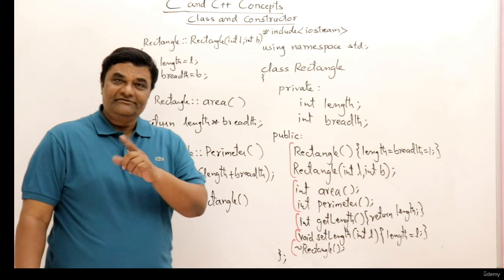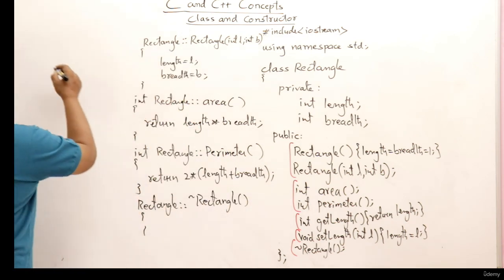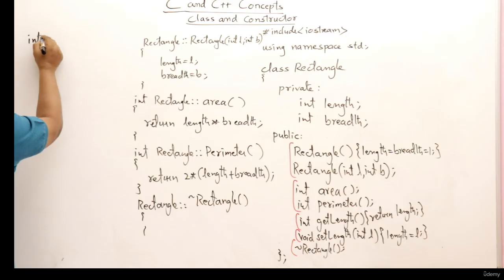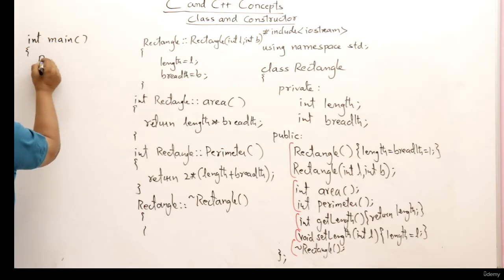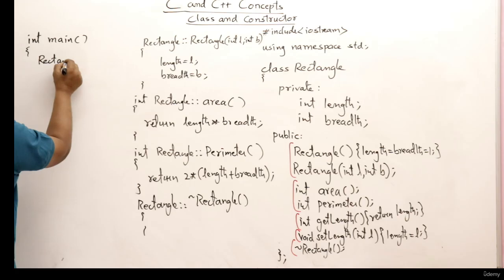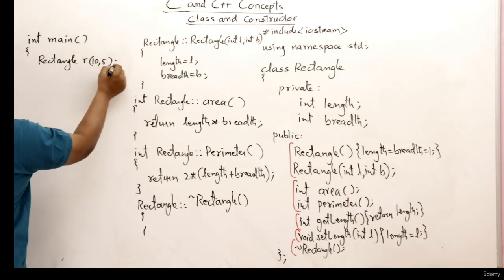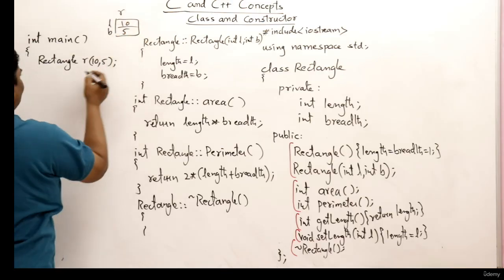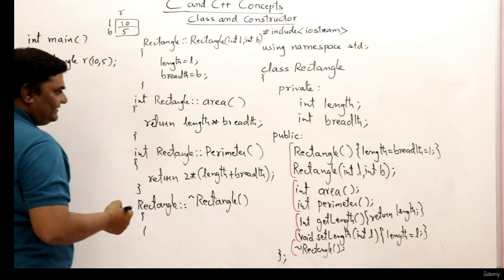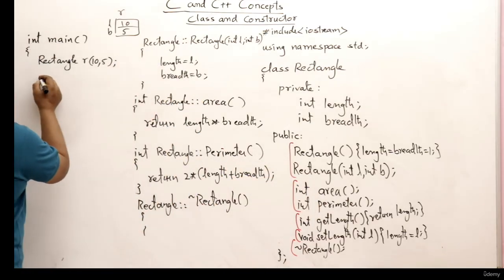Now I will write the main function and use these functions. Let us write a main function here. Int main. Now the first thing, I will create an object of Rectangle, say Rectangle R 10 and 5, length and breadth. So this will create a rectangle with length 10 and breadth 5. Next I will call the functions. So I need the functions area and perimeter. I will call them and I will directly display their result.